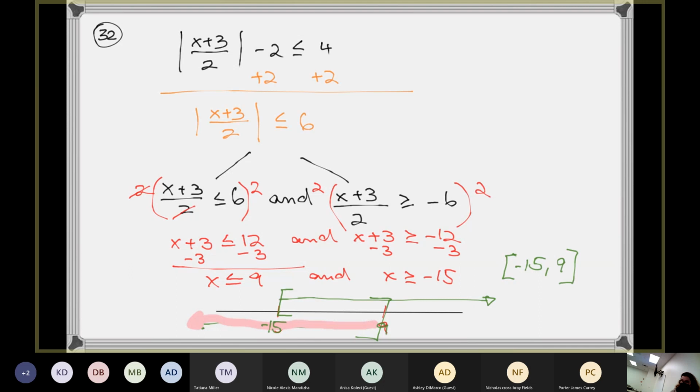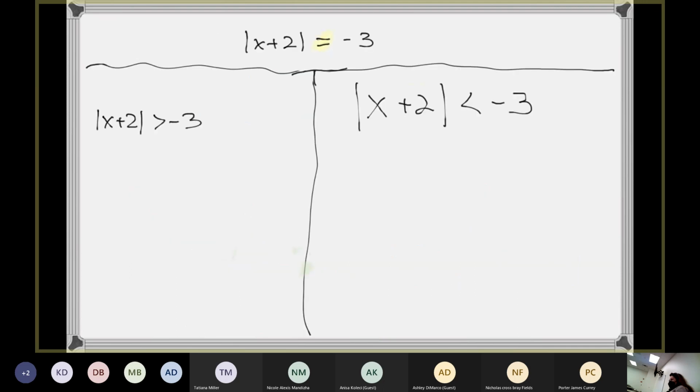Okay. I want to talk about these 3 problems, and then we're done with 1.7. Let's see what you think. What do you know about the first one? The first one on top, the absolute value of x plus 2 equals -3, and people feel free in the chat room. What do you know about this as I'm walking around?